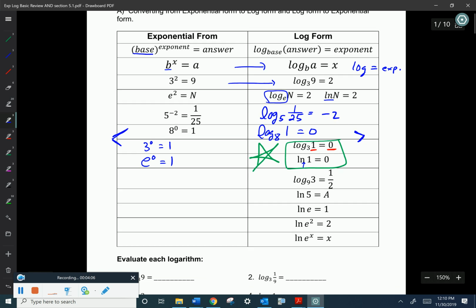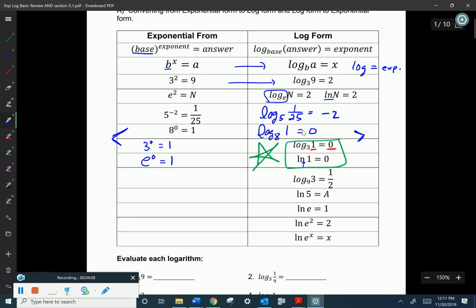Okay, so let's keep practicing. If I were to convert this to exponential, the base is 9, right? The log always equals the exponent, so the exponent is 1/2, and that should equal 3, which makes sense, right?